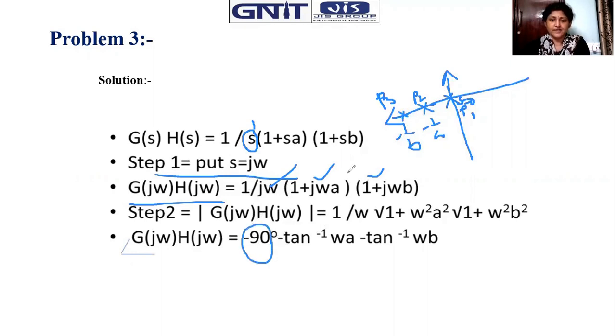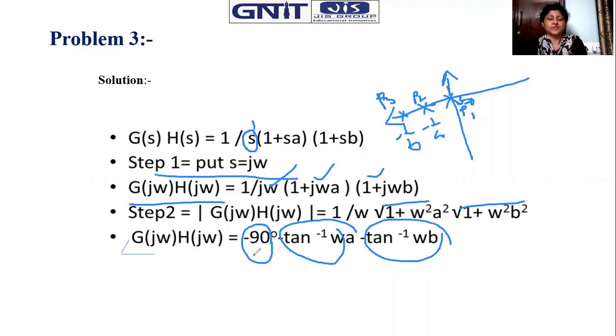Okay. Then for the second pole factor, that is 1 plus j omega B, as usual, the magnitude will be root under 1 plus omega square A square. And for this case, what will be the angle? Minus tan inverse of omega A. And for the third pole factor, you are getting 1 by root under 1 plus omega square B square. So you are getting the angle minus tan inverse of omega B. So this is the third pole factor. So you got here the conjugate angle: minus 90 degree, minus tan inverse of omega A, minus tan inverse of omega B.